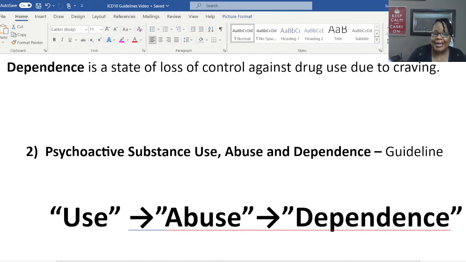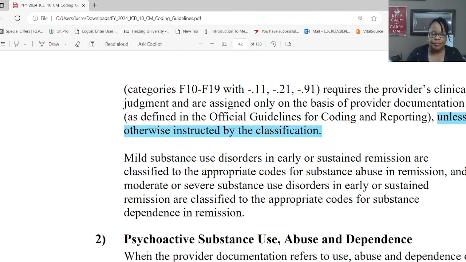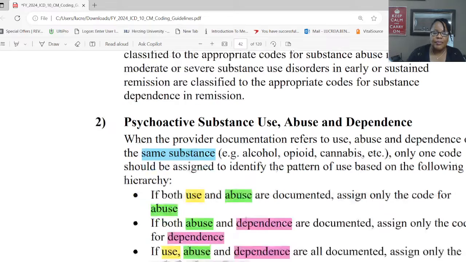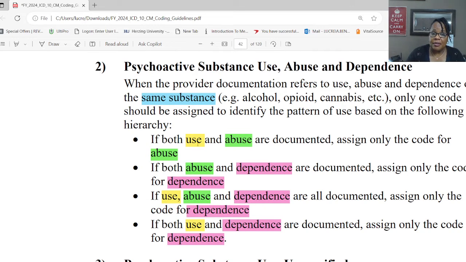All right, we're at number 2, psychoactive substance use, abuse, and dependence. Let's look at the guideline. When the provider's documentation refers to use, abuse, and dependence of the same drug, the key here is the same drug or same substance, whether it's alcohol, opioids, or cannabis, only one code should be assigned to identify the pattern of use based on the following hierarchy. If both use and abuse of the same substance are documented, assign only the code for the abuse.